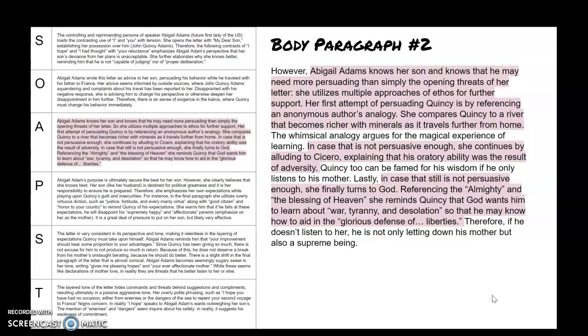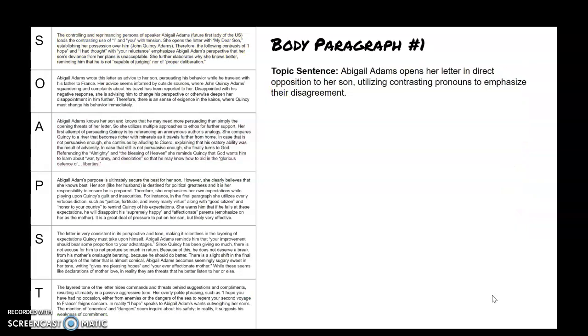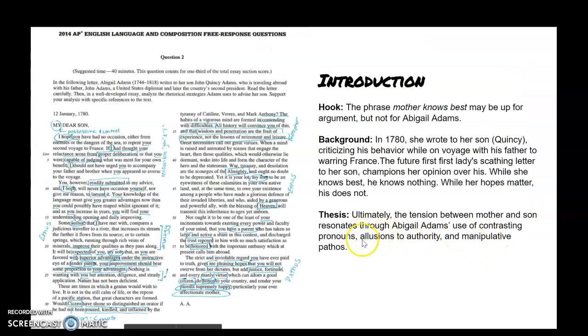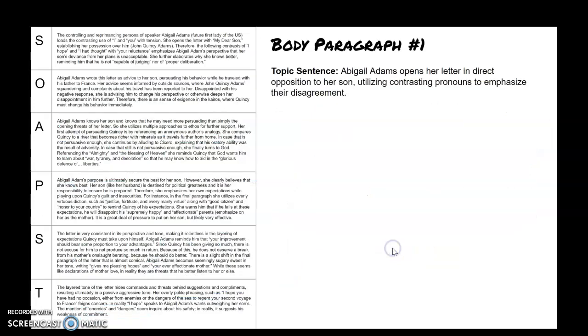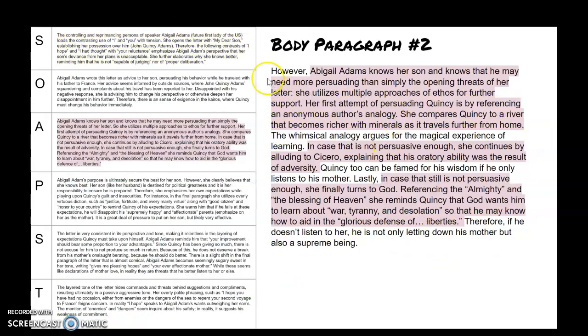So here's body paragraph 2. Now remember, if you go back to my thesis, I'm going to be talking about allusions to authority. So here I have a topic sentence that says, however, Abigail Adams knows her son and knows that he may need more persuading than simply the opening threats of her letter. She utilizes multiple approaches of ethos to further her support. So this identifies from my thesis what I'm going to specifically be analyzing.